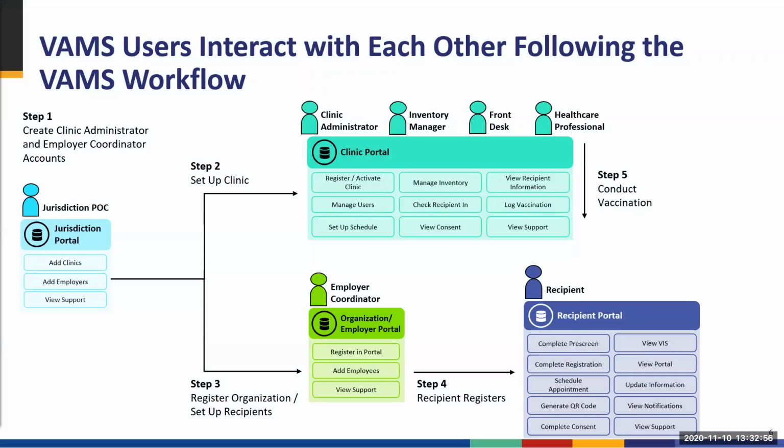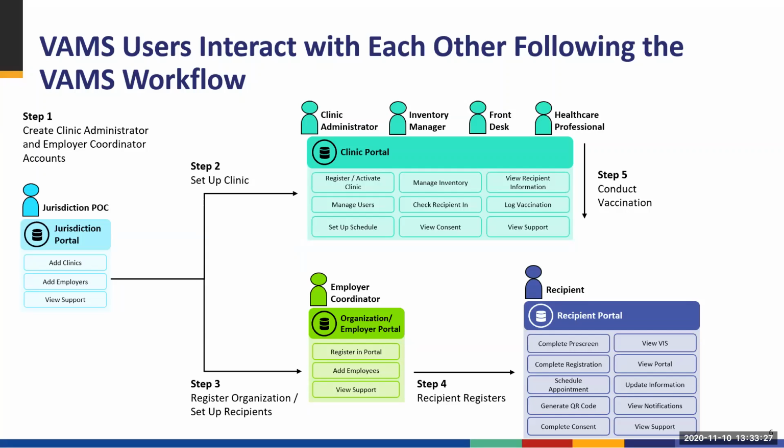Thanks, Lindsay. So this workflow shows how the VAMS portals and their users interact with each other. There are a series of activities that each user will engage in that will trigger or allow an action on the part of another VAMS user. For example, the first step for everyone to begin using VAMS begins with the jurisdiction POC or point of contact, adding clinics and organizations or employers in VAMS so they can activate and register their accounts.